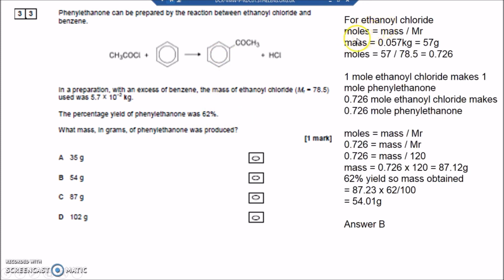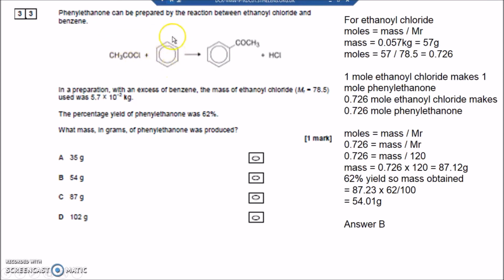Okay, so for ethanoyl chloride, moles is mass divided by Mr. The mass is 0.057 kilograms, because it's 5.7 times 10 to the minus 2. Multiply by 1,000 to get kilograms into grams, 57 grams. So I've got 57 grams of ethanoyl chloride, Mr 78.5. So number of moles is mass divided by Mr, 57 divided by 78.5 is 0.726 moles. I've got 0.726 moles of ethanoyl chloride.